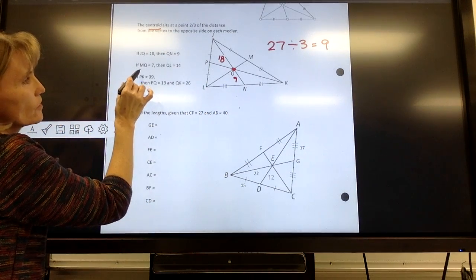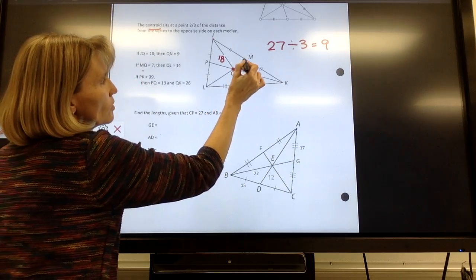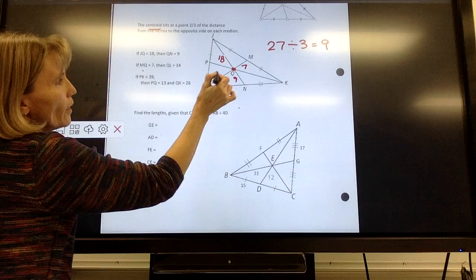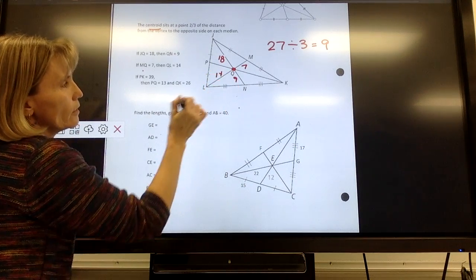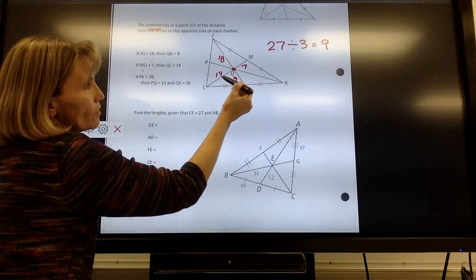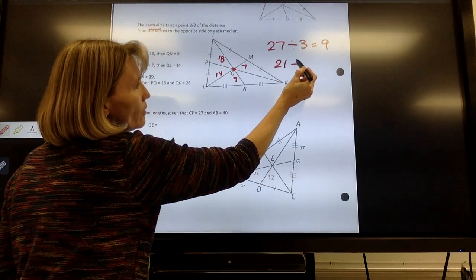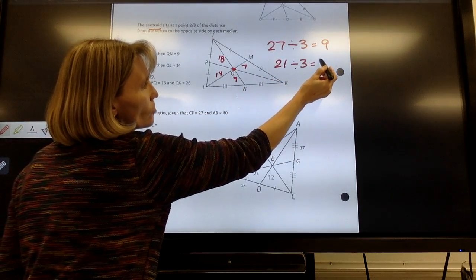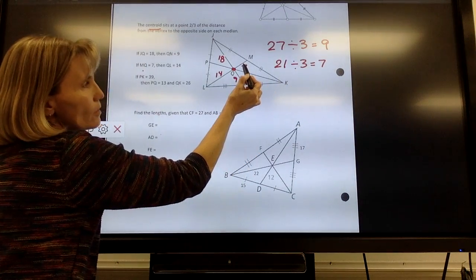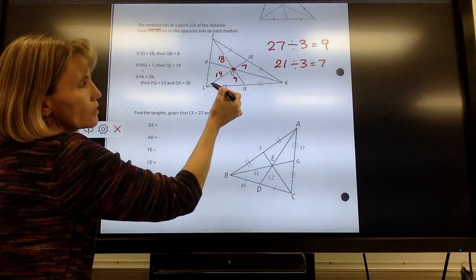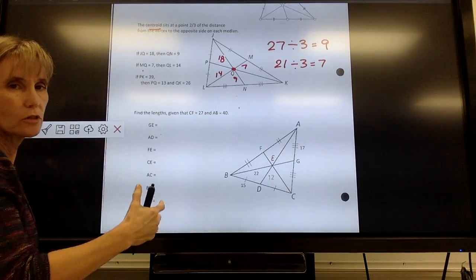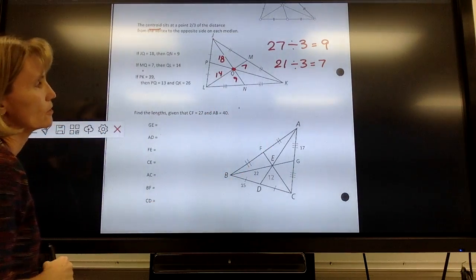It says if the distance from M to Q, so this distance, is 7, then the distance from Q to L would have to be twice that. That would have to be 14. In other words, the whole distance, 14 plus 7, is 21. If I cut that into thirds, I get 7. The shorter piece is 1/3 or 7. The longer portion is double that. It's 14. It's 2/3 of that. 2/3 would be twice of what 1/3 is.